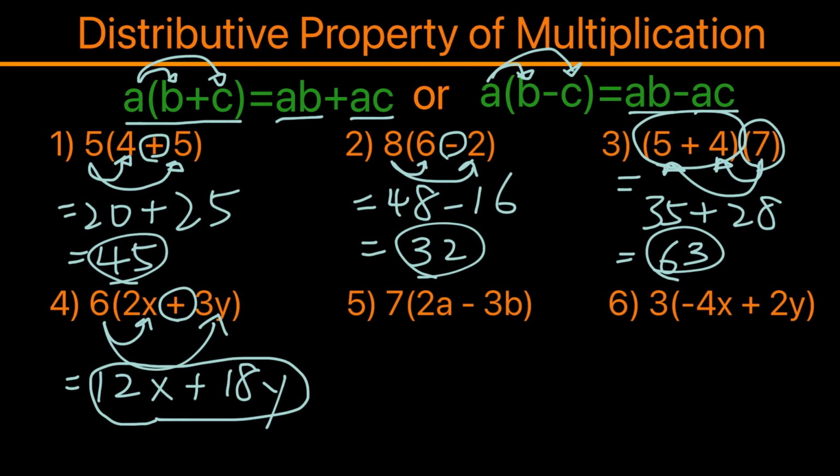Now for number 5, we would multiply 7 by 2a and then 7 by 3b. So 7 times 2a is 14a. Bring the minus down. 7 times 3b equals 21b.